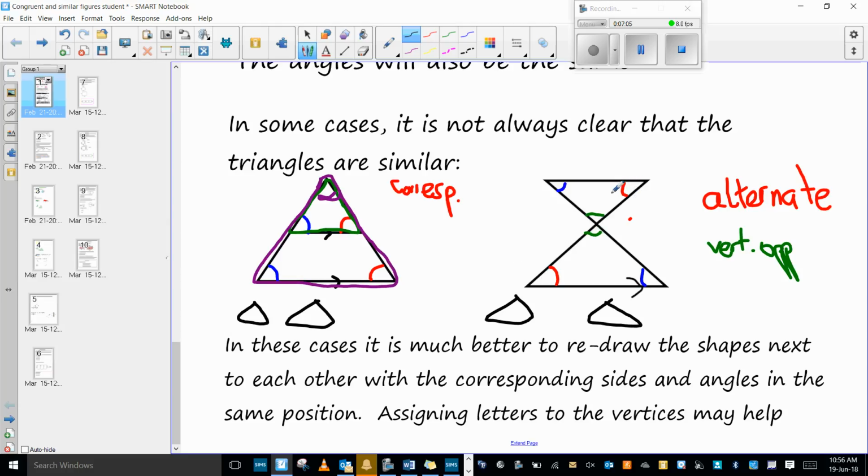So what I would do is draw this one here, and I would have my red angle here, and my blue angle here, and my green angle here. And then I would make sure that this one was drawn the same way. So I'd have to turn everything upside down. And it becomes a lot easier when you've got numbers and things on them and letters. And as I say, I'll show you when we do the examples.